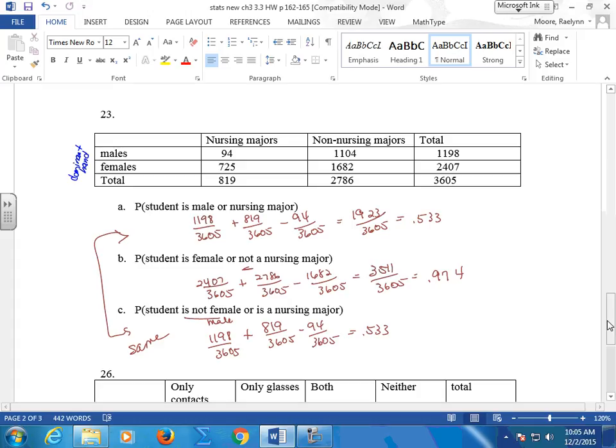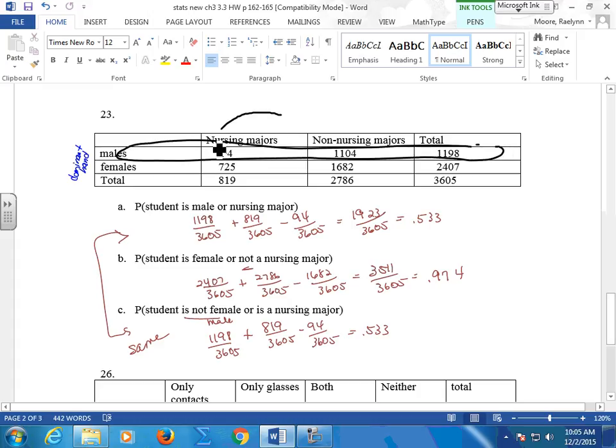Okay. Probability that the student is a male or a nursing major, go to the males, go to the nursing majors. You can clearly see the overlap. You're going to add the males to this column. You're going to add the nursing majors to this column, but you added those 94 people twice. So you're going to have to subtract it out. Okay? So subtract it out. Yeah, I like the graphs because you can kind of see them a little bit better.